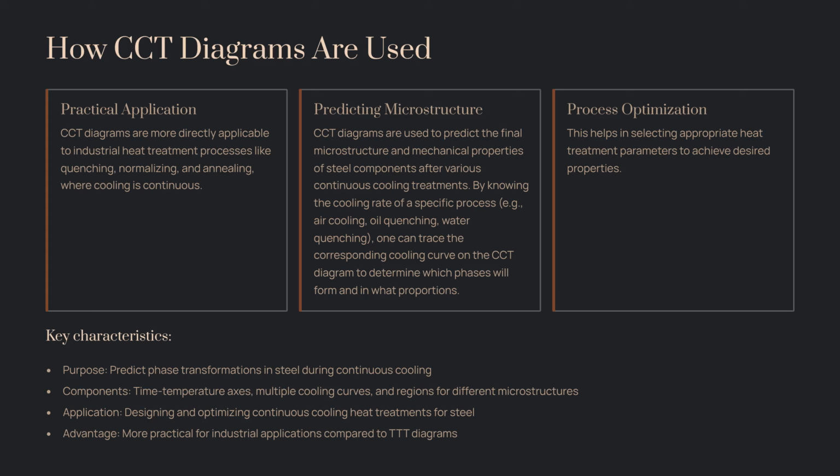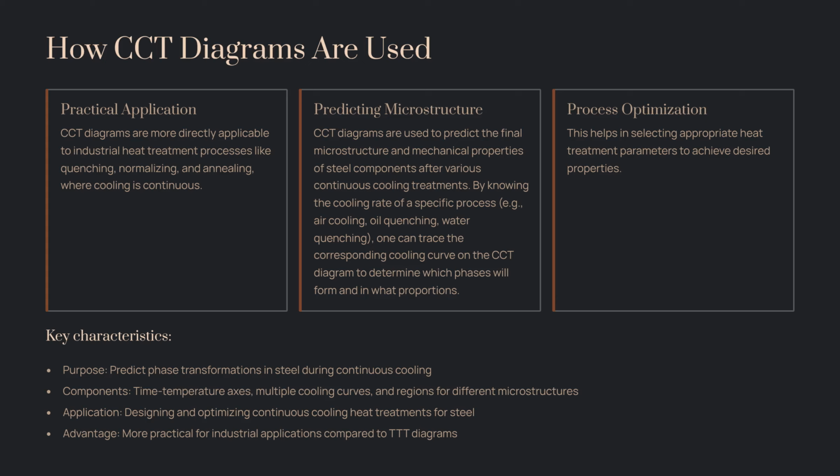How CCT diagrams are used. CCT diagrams are used to predict the final microstructure and mechanical properties of steel components after various continuous cooling treatments. By knowing the cooling rate of a specific process, for example, air cooling, oil quenching, water quenching, one can trace the corresponding cooling curve on the CCT diagram to determine which phases will form and in what proportions. This helps in selecting appropriate heat treatment parameters to achieve desired properties.